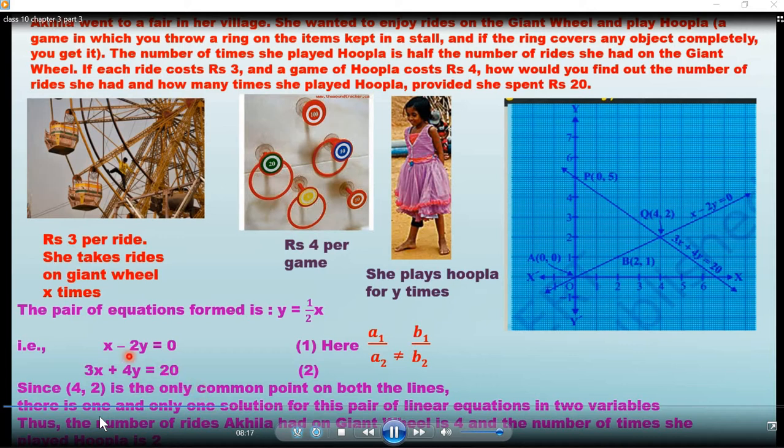Now find the ratio of A1 upon A2. Then it is 1 upon 3. And the ratio of B1 upon B2 is minus 2 upon 4. You just work out the ratios. You will find that A1 upon A2 is not equal to B1 upon B2. So whenever you get one solution, a single solution, a unique solution, then this condition will be applicable always. A1 upon A2 will not be equal to B1 upon B2, as you can see in this example.